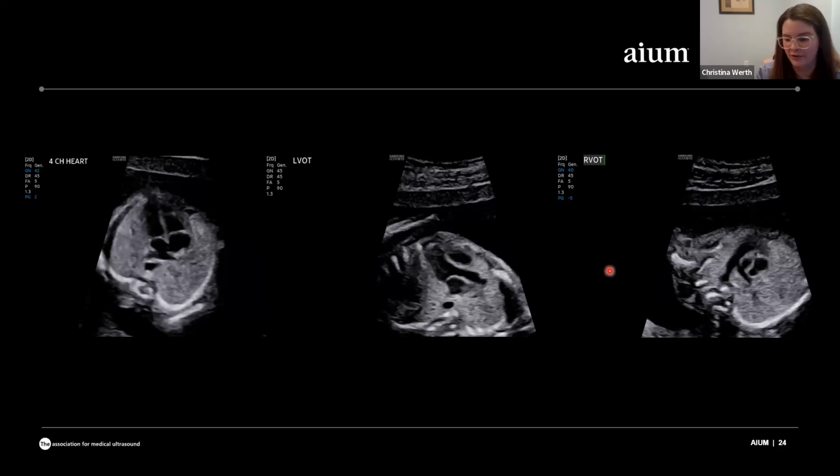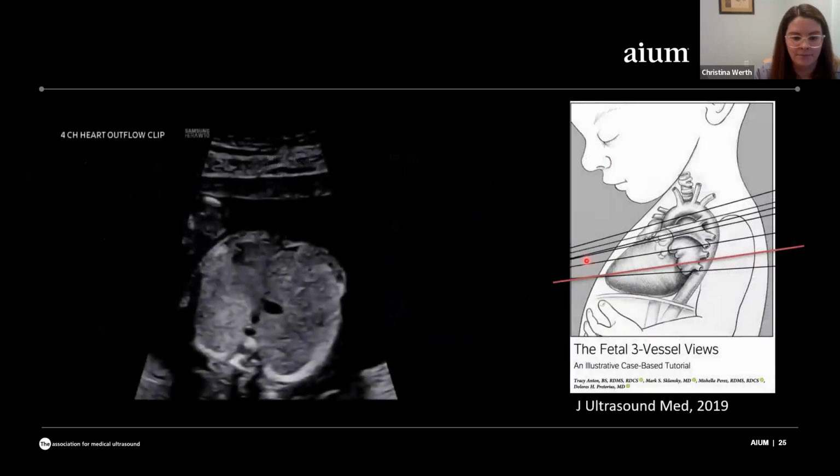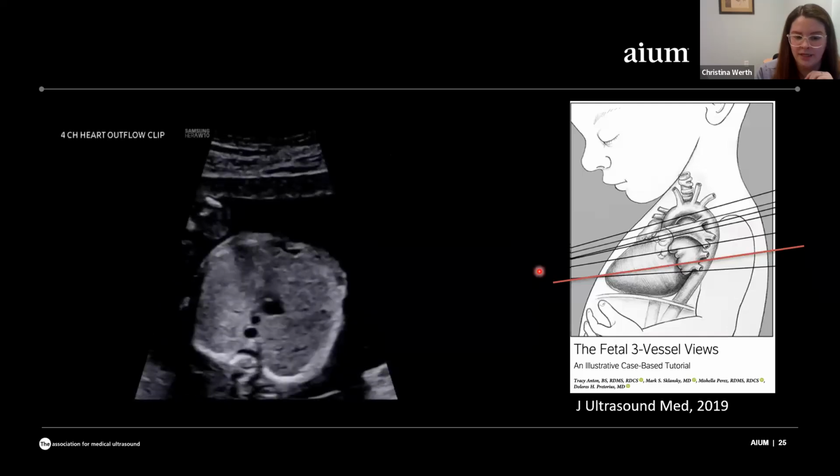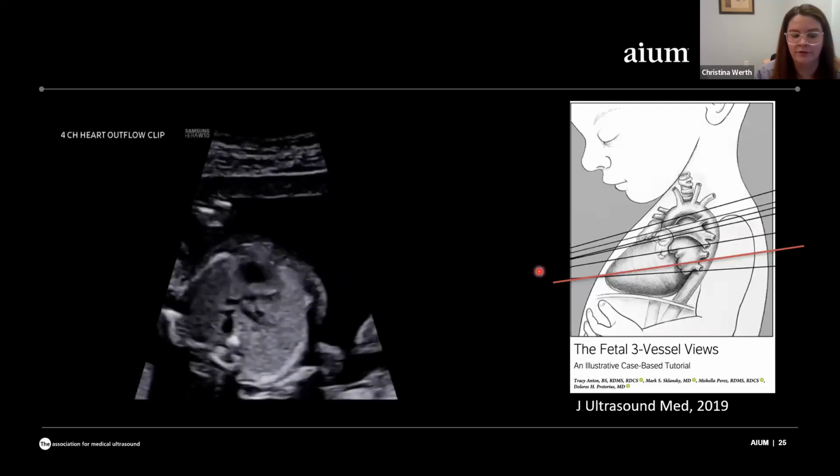So that's where the three vessel view and the three vessel tracheal view really come into play. This is showing a clip up through the four chamber into the three vessel view and the three vessel tracheal view.